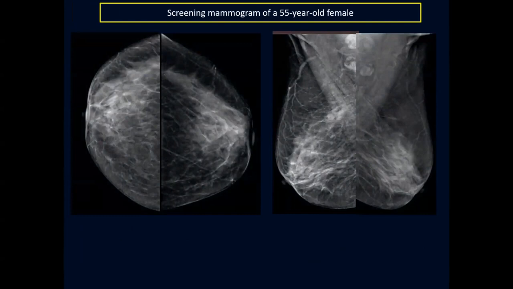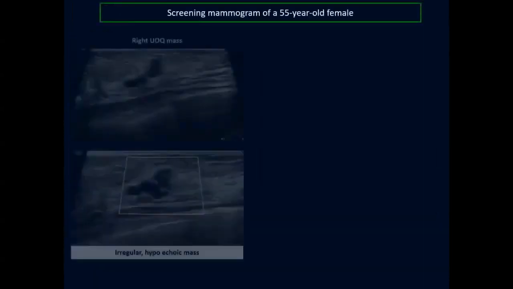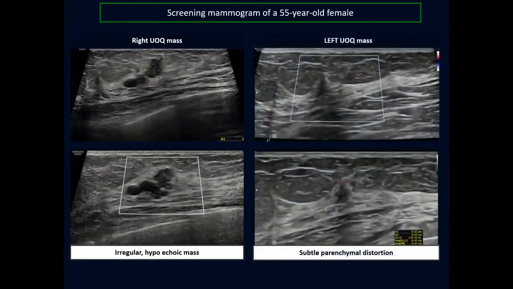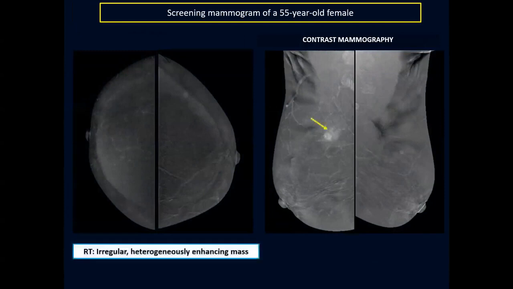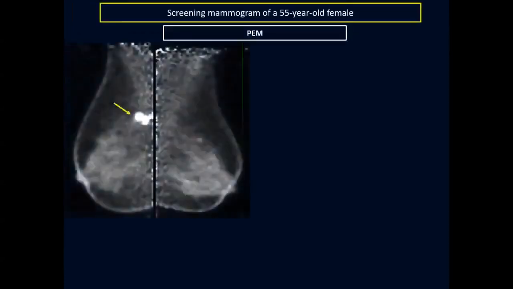This is a screening mammogram of a 55-year-old female. She had a focal asymmetry in the left breast, so she was sent for a targeted ultrasound examination, which revealed a right upper outer quadrant irregular hypoechoic mass lesion. Unfortunately, during screening the left side, we also saw a left upper outer quadrant mass lesion, a tiny mass lesion. This was the contrast mammogram of the patient, and only the lesion on the right side showed intense contrast uptake, but there was an unexplained skin dimpling on the left side.